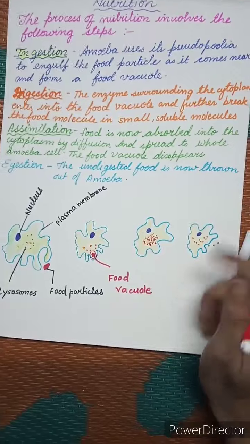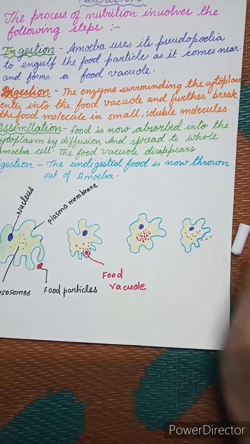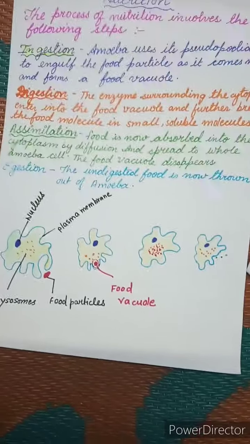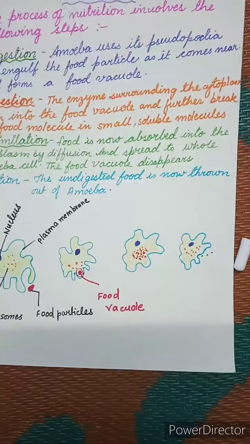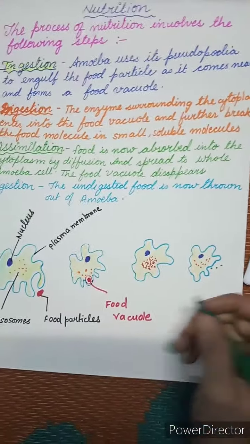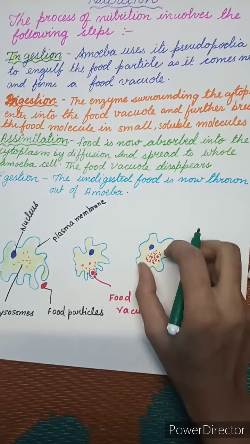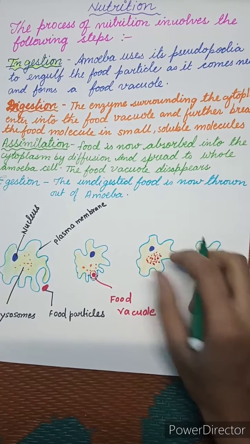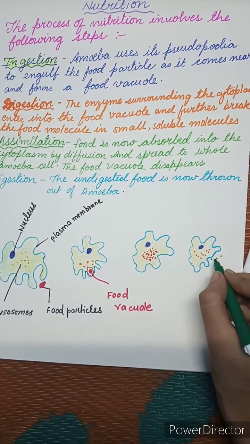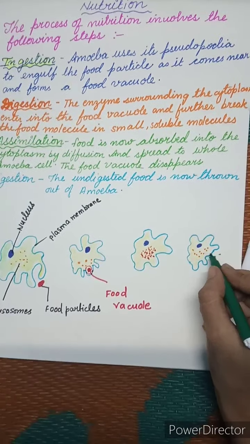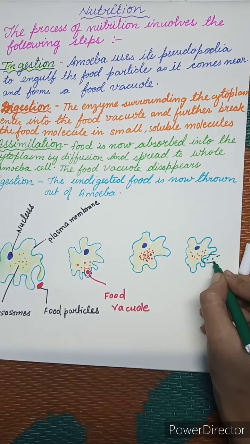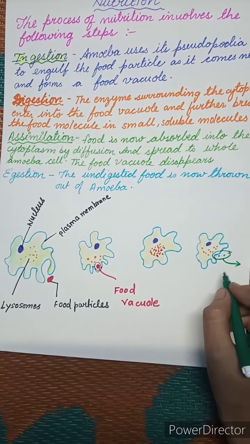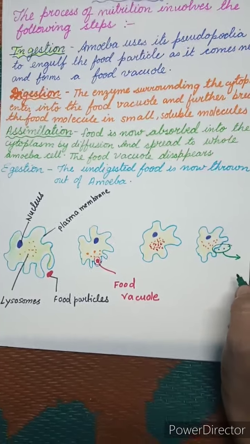And in the last, these three dots you can see here. Whatever is important or nutritious for the amoeba, it has taken it. Whatever is not necessary, like these things, these are not important or not nutritious. So these are gone out, and that is why we call it egestion.